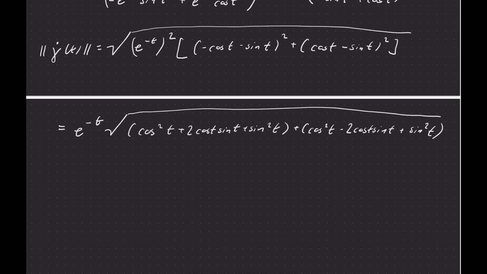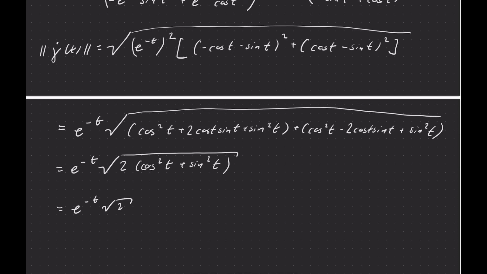Okay, you can easily see some factors cancel out here. Specifically, we have a plus 2 cosine t sine t here and a minus 2 cosine t sine t here. So those two factors cancel out. And then we're left with 2 cosine squared and 2 sine squared. So all in all, that is the square root of 2 times (cosine squared t plus sine squared t). Now cosine squared plus sine squared is 1. So what we get is e to the minus t times the square root of 2.